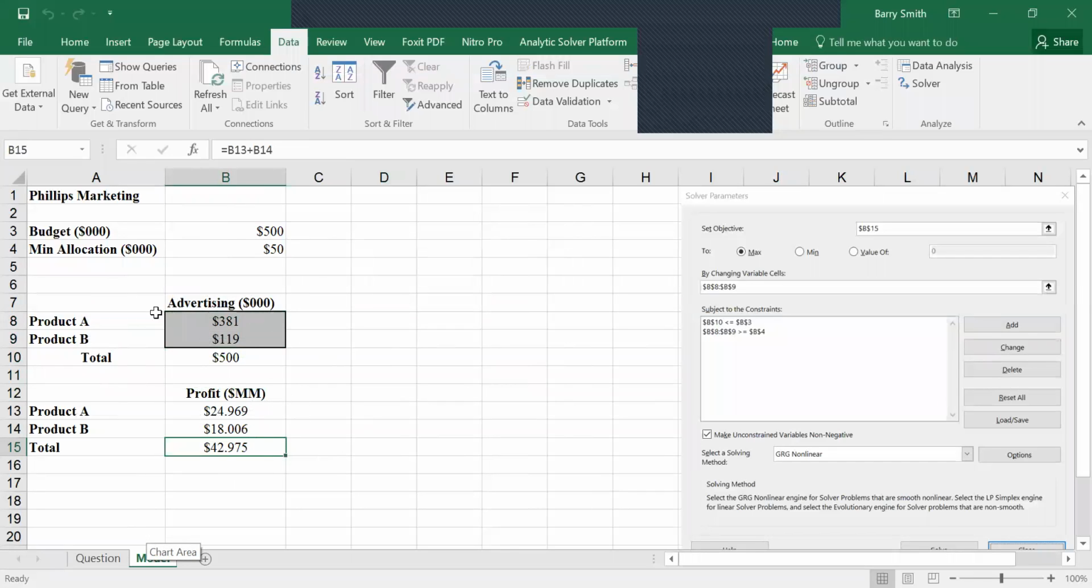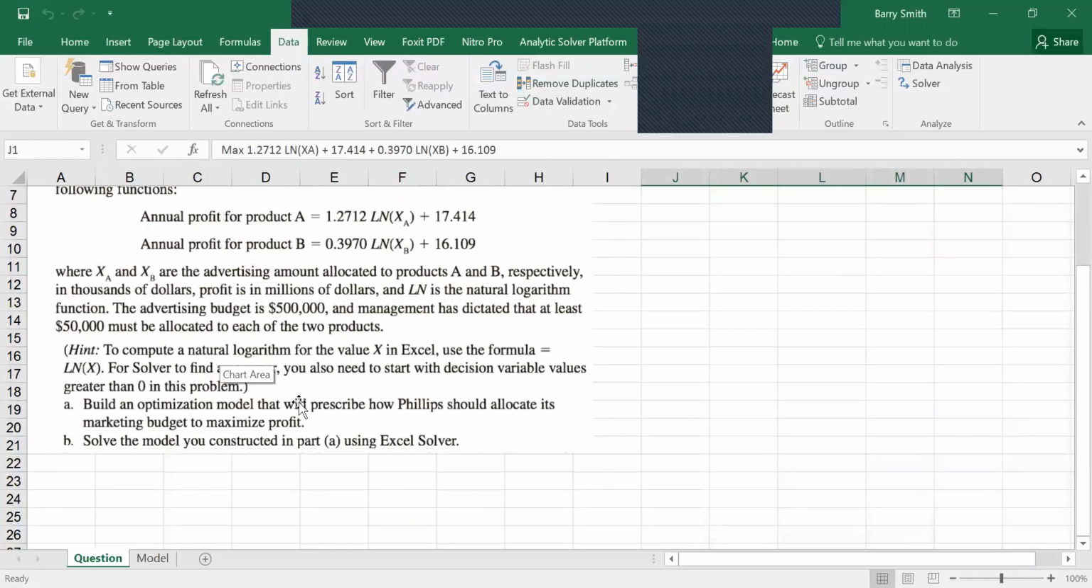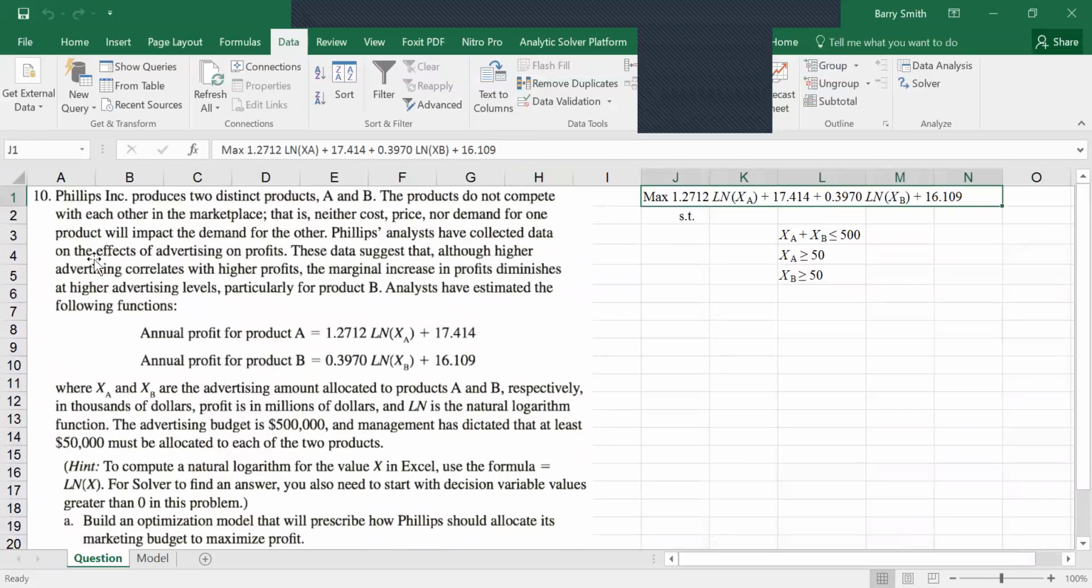Okay, so that's how we're going to do question 10 when they're asking for building our optimization model using these two equations with the natural log and then solving it in Excel. Hopefully that will help you with similar problems as number 10.